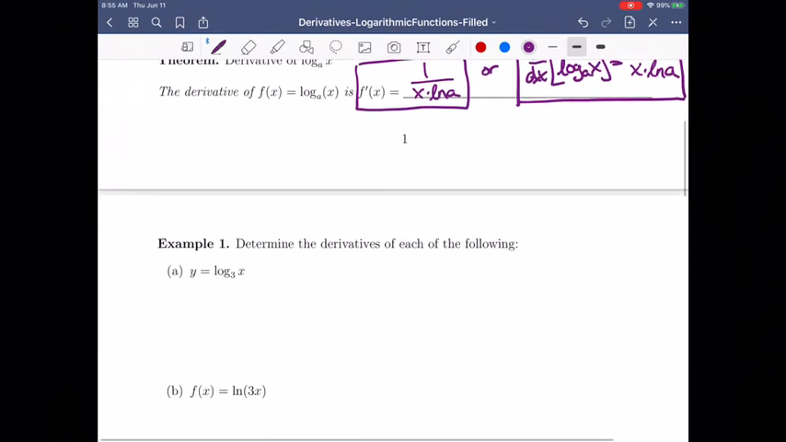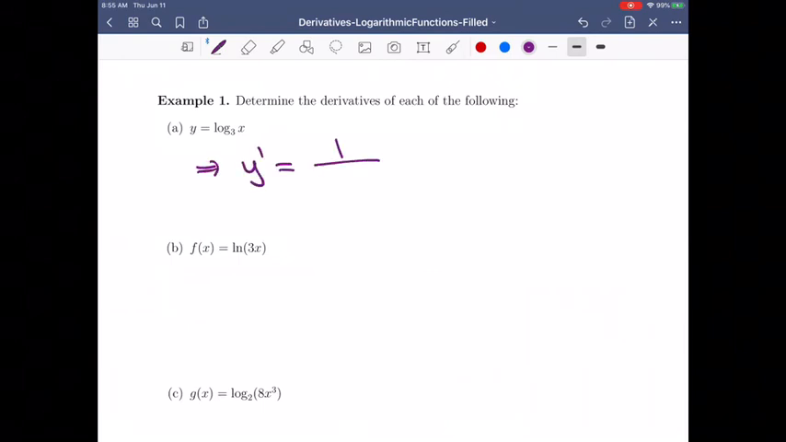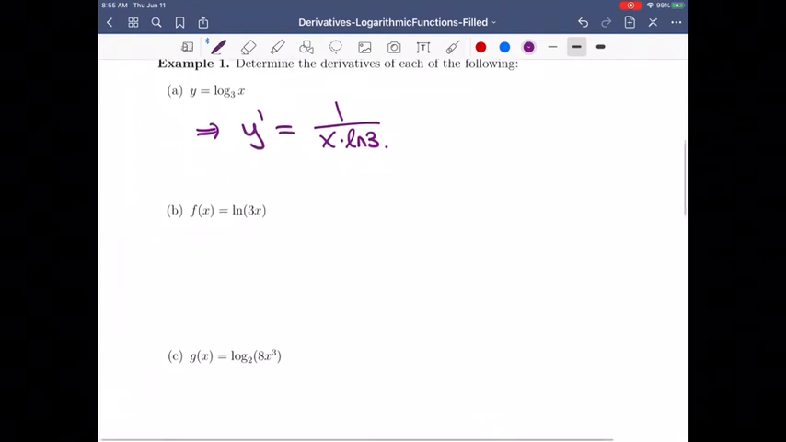So let's do some examples. What if I want these derivatives? Here I have y is log base 3 of x. Well, this is just applying the rule directly. So y prime is going to be 1 over x times ln 3. So that's just applying the rule directly.